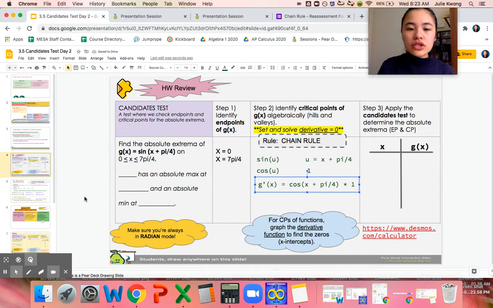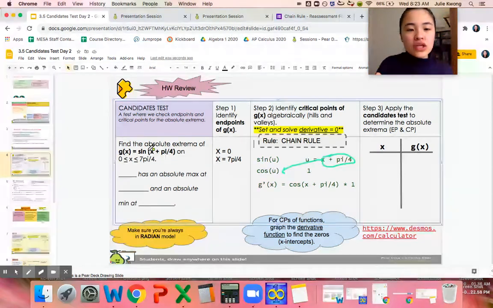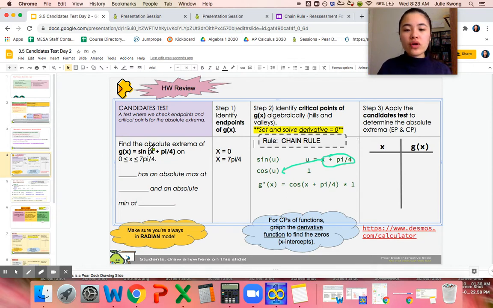Okay, so the chain rule: find the inside function, rewrite the outside function, make sure the very last step is to sub back in that inside function, that u function, into the derivative of the outside function. So we get g prime of x equals cosine of x plus pi over 4, quantity, times 1. Times 1, meaning you don't even have to write that, right? So if you looked at this and you're like, oh, chain rule, you can even do the chain rule in your head and realize that the derivative of g of x here is cosine of x plus pi over 4, since the derivative of the inside function is 1.